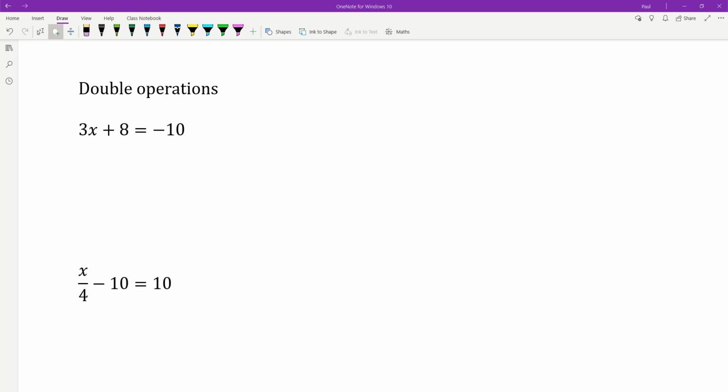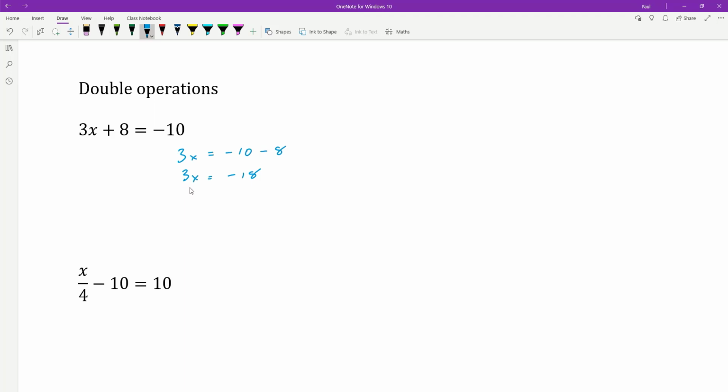In this one here, we've got 3x plus 8 equals minus 10. So we're looking at double operations, so that means we're just going to be doing 2 steps now. So I have a plus 8 and I have a times by 3. Remember the number next to the letter is times. So if I follow the reverse BEDMAS, I need to move the plus 8 to the other side. So if that's plus 8, on the other side it will be minus 8. 3x is going to equal minus 10 minus 8. So 3x is equal to minus 18.